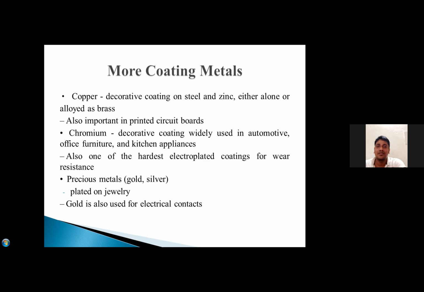Other coating metals are copper and chromium, and the precious metals gold and silver. These are used for jewelry. Gold is also used in electrical contacts.